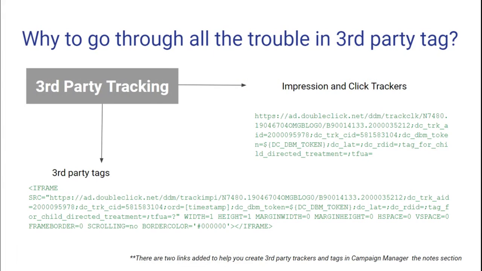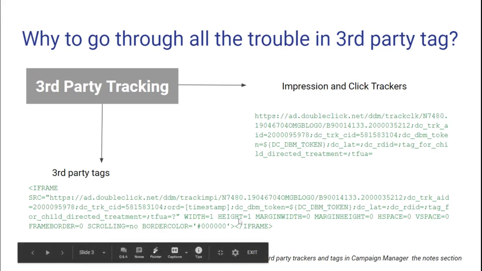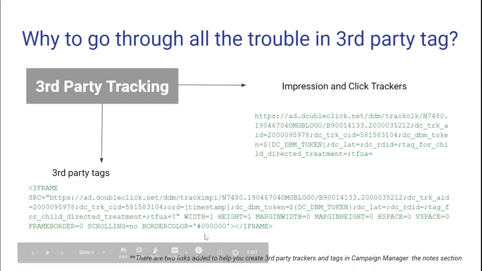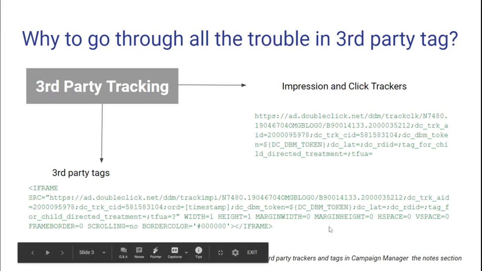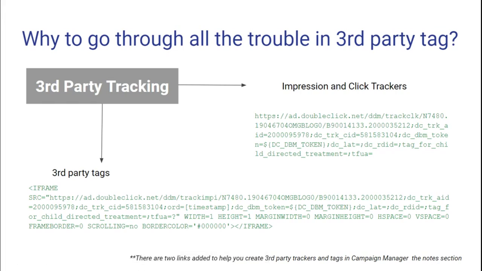And a third party tracker will look like this one. Okay, so this is how a third-party tag looks like, and it is an iframe tag, and this one is an impression and click tracker. Okay, so let's move on.